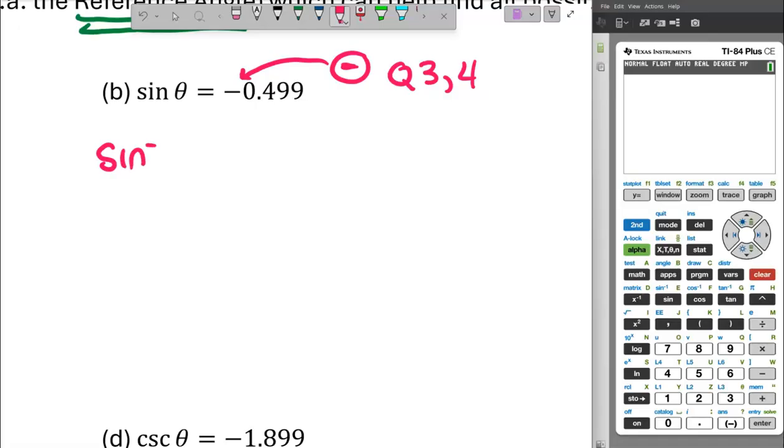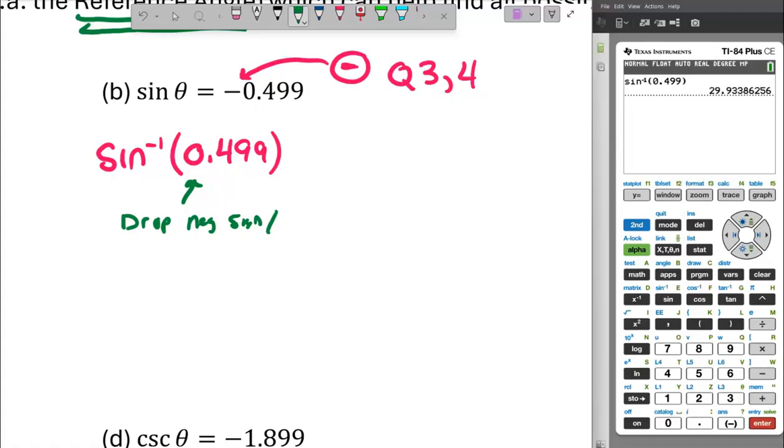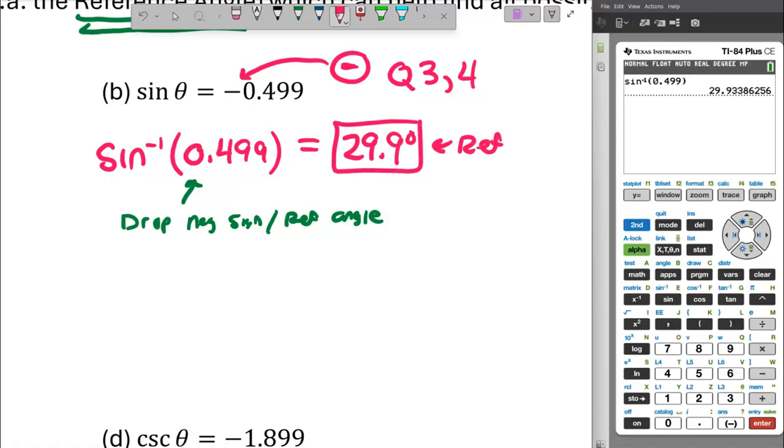When I take the inverse sine in my calculator of 0.499, and I should probably show you on the calculator here, second sine, I'm using the positive value. So I'll go ahead and we'll note that here. We dropped the negative sign, and the reason we're dropping the negative sign is to get the reference angle. It's a strategic move to allow us to always have our reference angle no matter what. This is 29.9 degrees. The significance of this is that this is my reference angle.